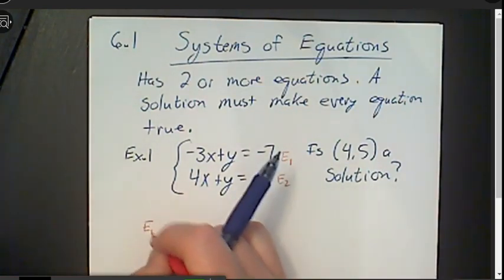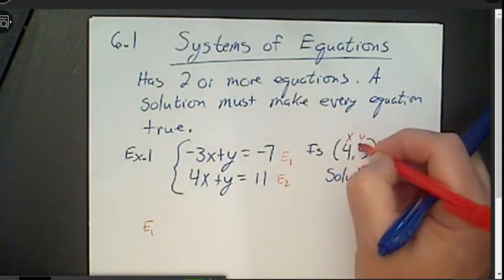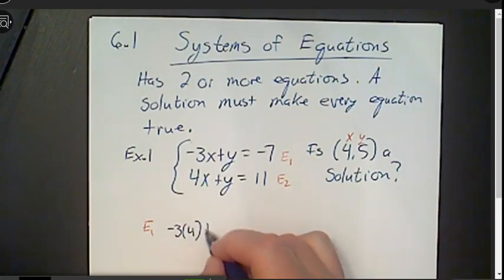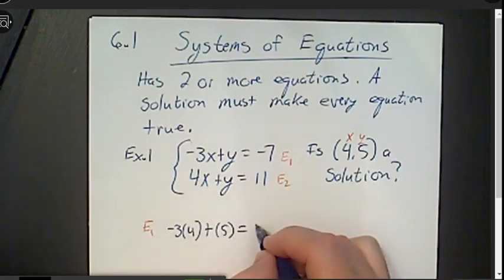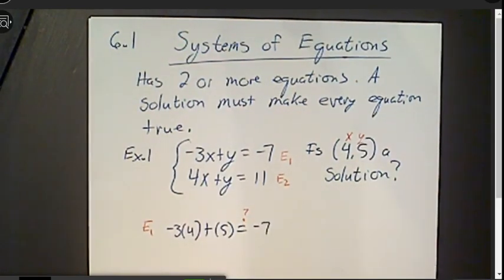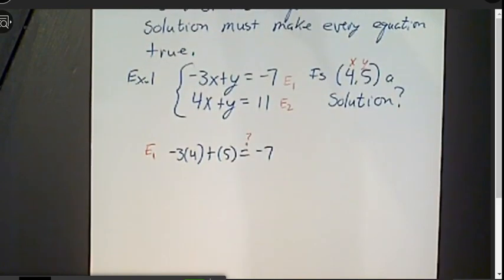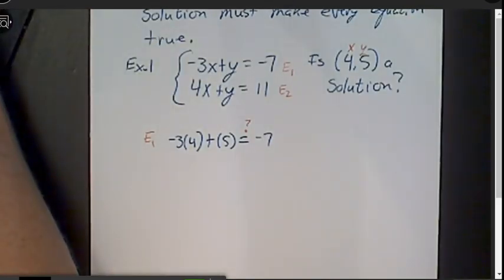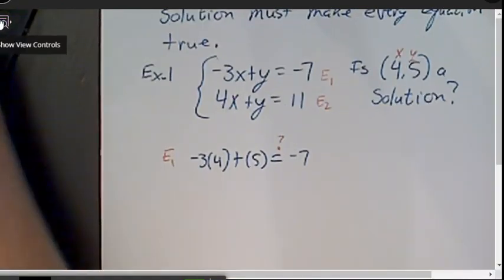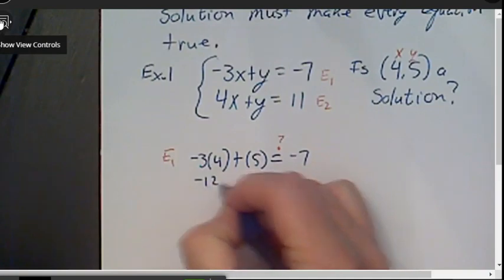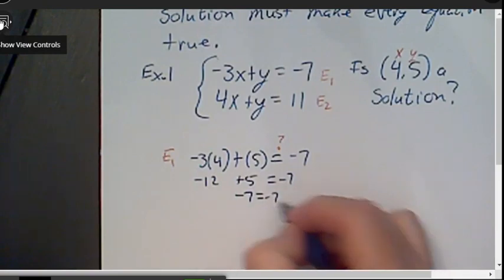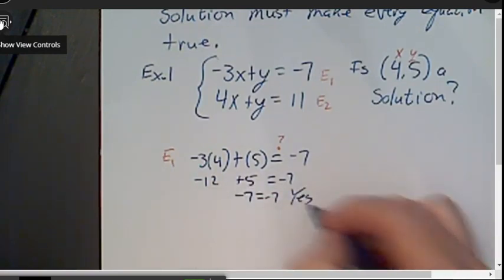So all you have to do is take the 4 and 5 that you have for your x and your y and plug that into equation 1. So that's -3 times 4 plus 5 equals -7, and you just put a question mark here. Okay, so that is -12 plus 5. Does -12 plus 5 equal -7? Well, yeah, because that's -7. So that one's a yes.